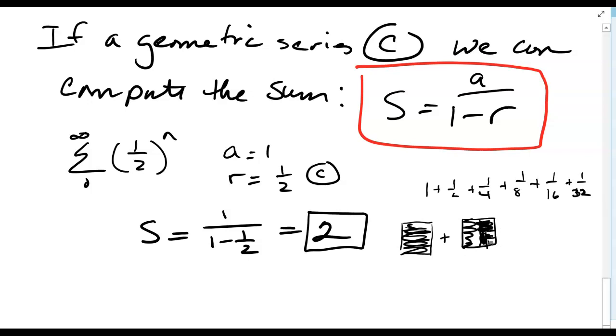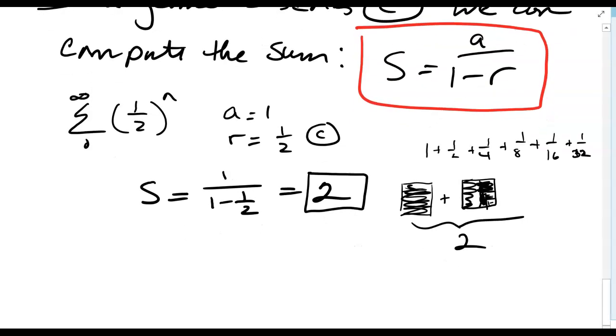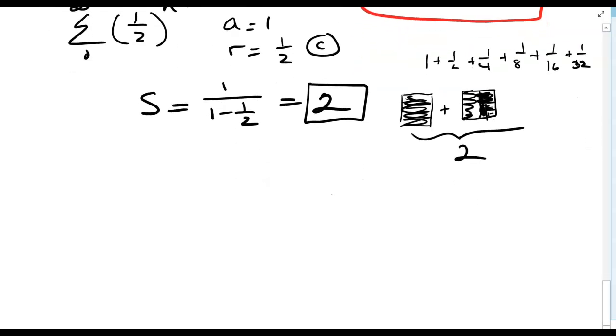That will keep getting smaller and smaller, but you'll keep digging into it. So at the end, you get 2 whole squares. It's just kind of nice to see a visual of why that goes to 2. All right, let's keep going.